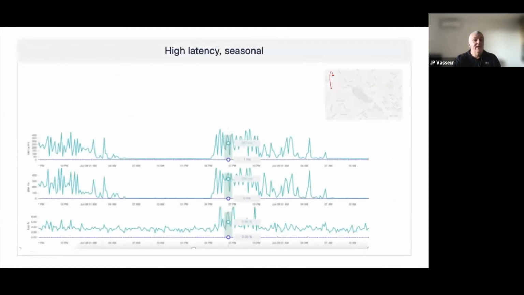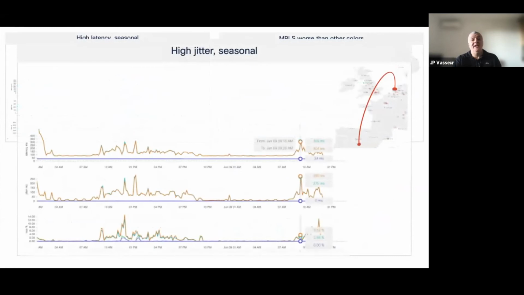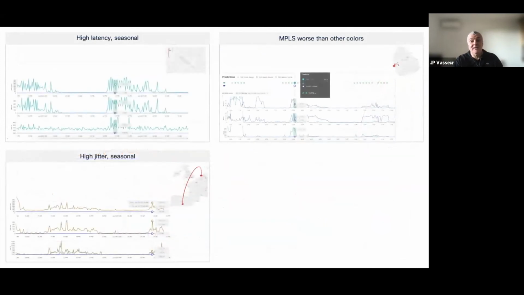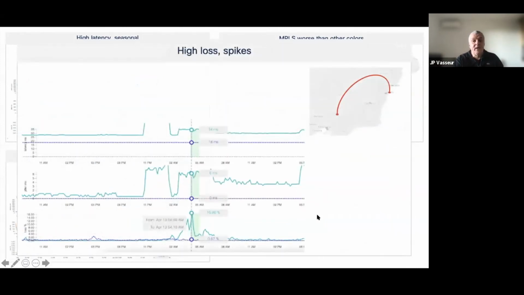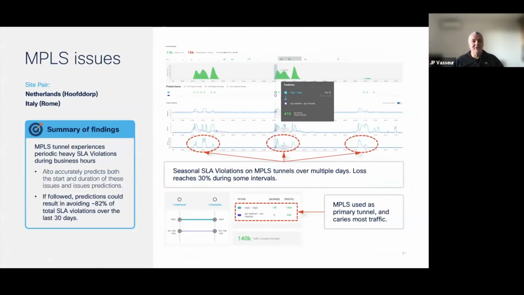We found the ability to predict high latency that was seasonal. We managed to see sometimes unexpected behavior, like MPLS being worse than the internet. That does happen. Sometimes we detected some high jitter, which was a bit of a surprise because we thought that jitter was very noisy. You may remember the first slide I was showing, jitter may be noisy, but we managed to predict quite a few things here. Okay, so that's a typical example. At least I wanted to share one with you.